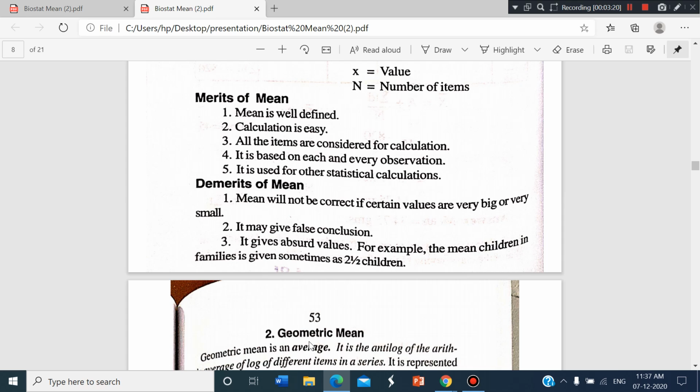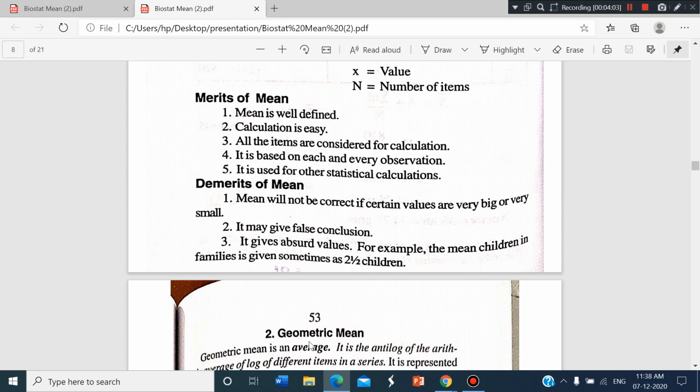I have told you the mean will vary if certain values are extreme values, very big or very small. To give an example, suppose you want to calculate the mean of coconuts yielded by 10 coconut plants. Most of the 9 coconut plants will give you an average of 25 or 20, 23, 24, or 15, 30, like that. But one coconut plant gives you 100. Then what happens? The average will be changed because of only that tree.